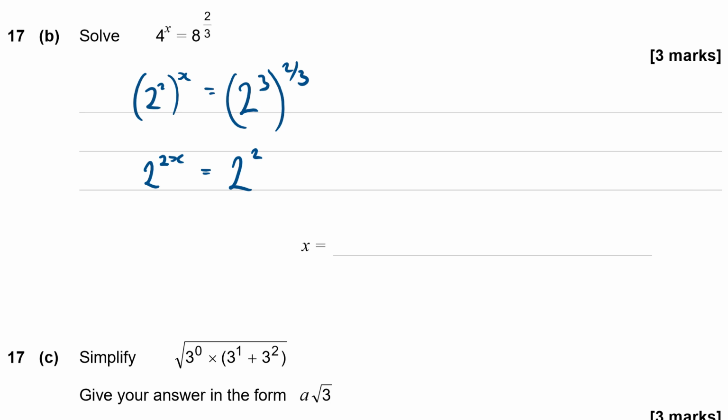So then equate the indices, because the bases are the same. These two bases are the same, look, they're identical. So it means I can equate the indices. So 2x must be equal to 2. So x is equal to 1.